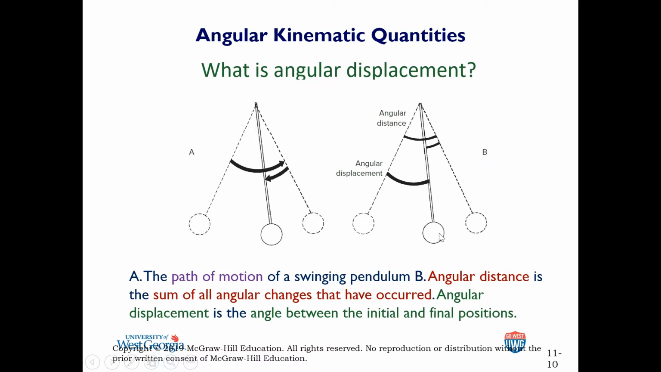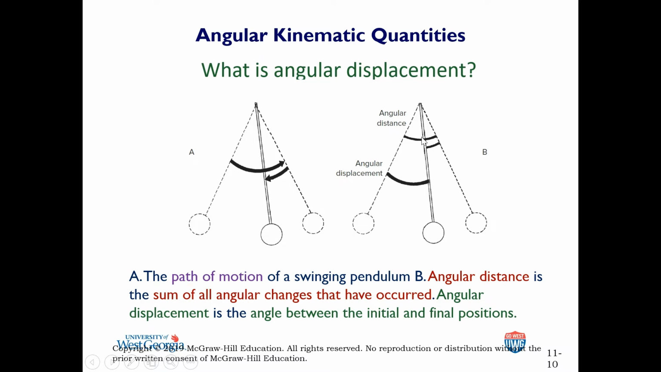However, if we wanted to talk about angular travel, or look at angular distance traveled, we would then have to measure the angle from the initial position all the way to the furthest right position, and then this little distance traveled between the furthest right and its final resting position.